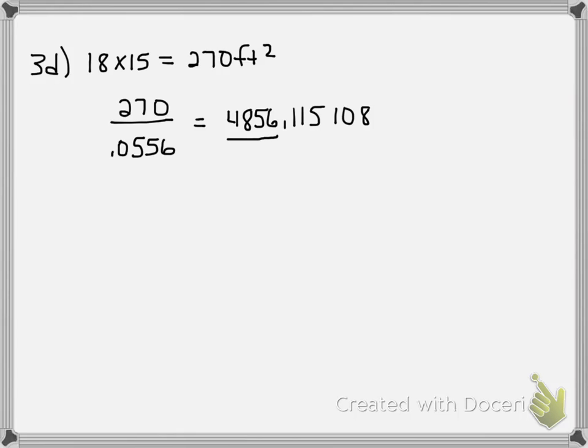4,856. But notice there's some left over, so we need one more bill to have everything covered. So we would need 4,857 paper bills to cover the floor. Now in the book, they actually rounded to the nearest 10. I'm not sure why they did that. They got 4,860 paper bills. They would not have needed that many.